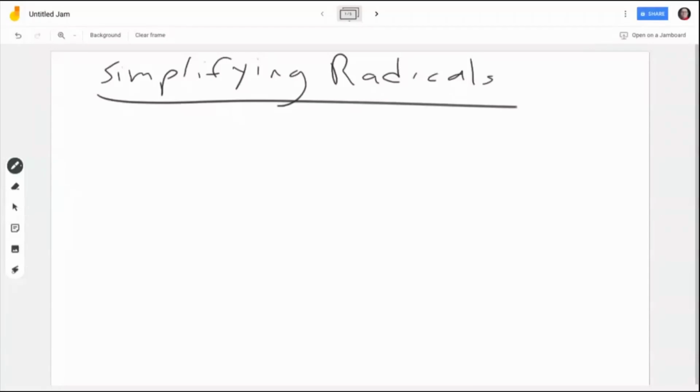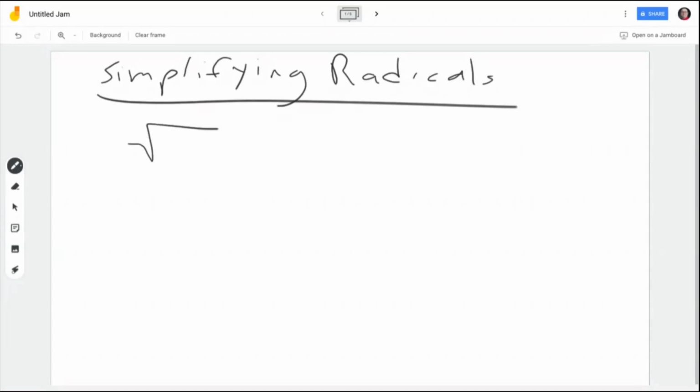All right, in this video, we're going to talk about simplifying radicals. What is a radical? Well, a radical is your square roots, your cube roots, your fourth roots, your fifth roots, your sixth root, any root. So anytime you have a root symbol, that's a radical.